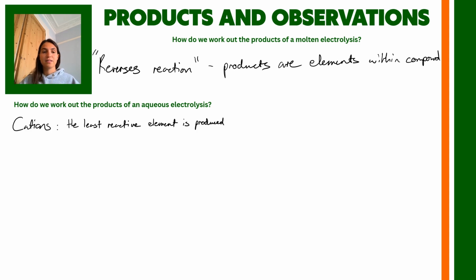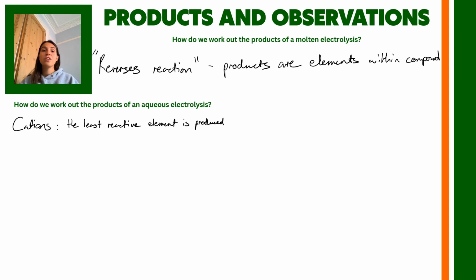So let's think about the cations first. So the cations are those positive ions in your aqueous solution, and those are going to be in your ionic compounds, your metals. And if your cation is less reactive than hydrogen, then that metal will be produced. But if your cation is more reactive than hydrogen, then hydrogen will be produced instead. You might be asking, where's the hydrogen coming from?